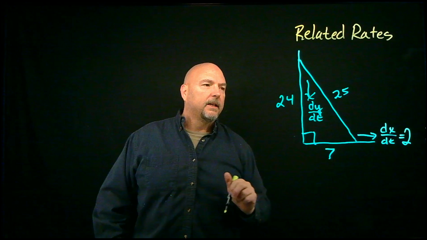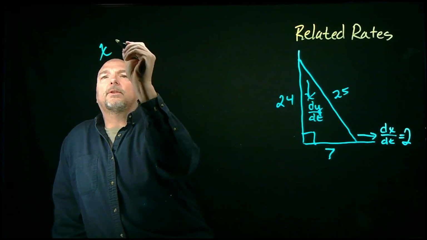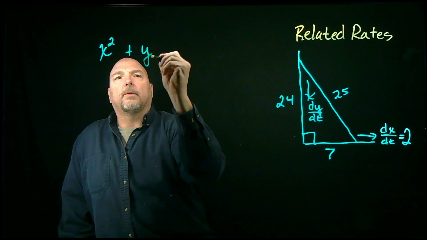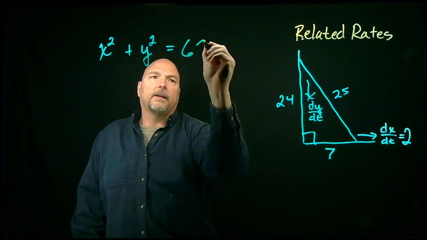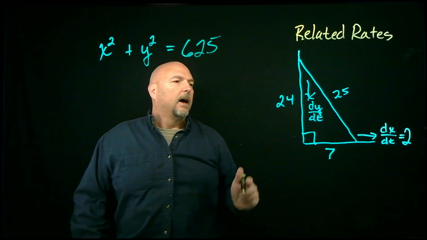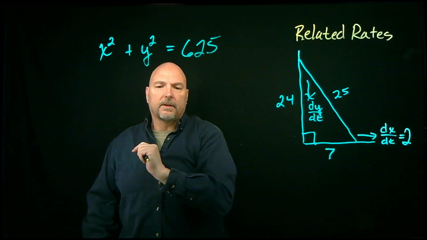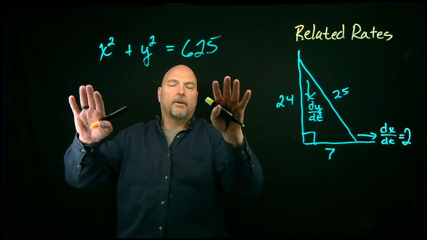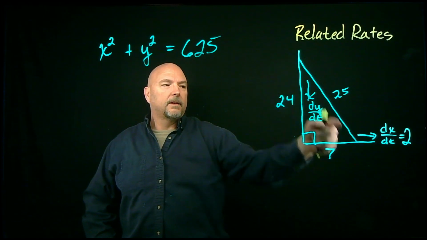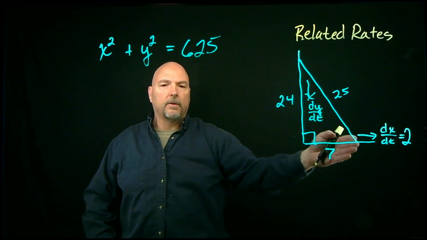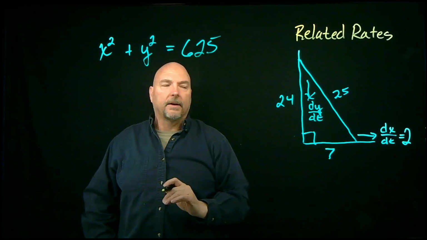So let's write an equation here. So here's my equation. We're going to have x squared plus y squared equals 25 squared. So 25 squared, that's 625, right? A common mistake is students will put the numbers in here first, but we don't want to do that. We want to start with our equation. And why are we using 25? Does the length of the ladder change? The ladder is always going to be 25 feet long. So that's why we use 25 squared here.